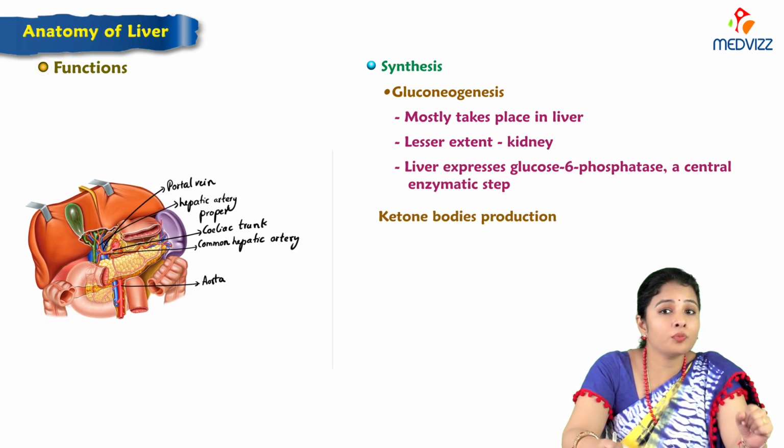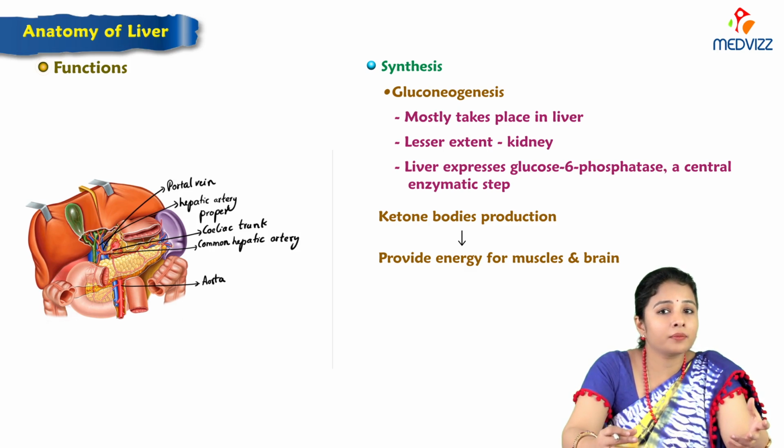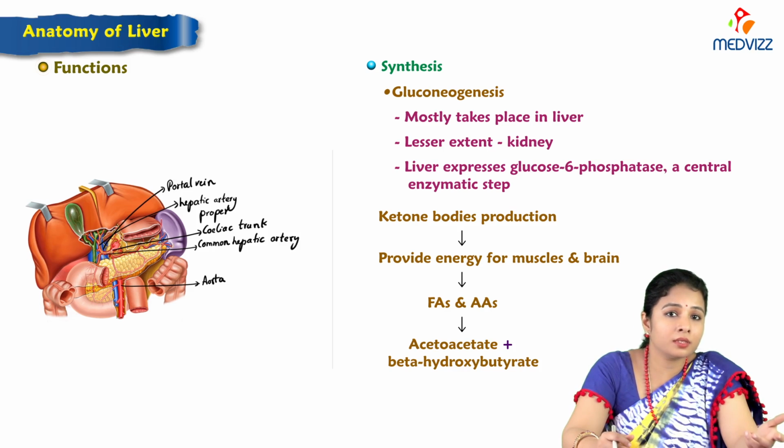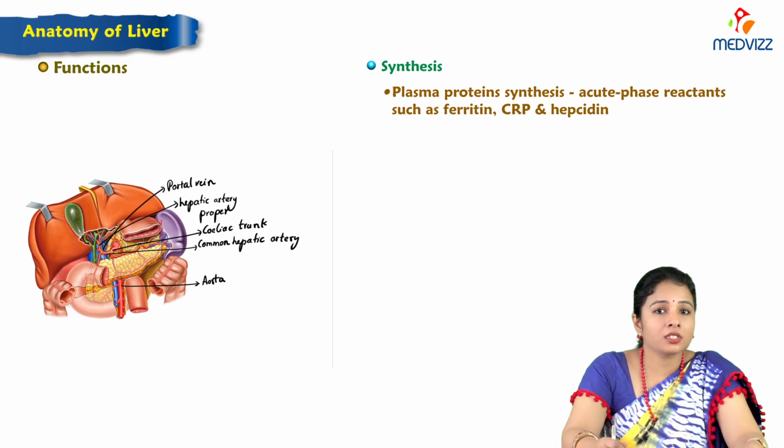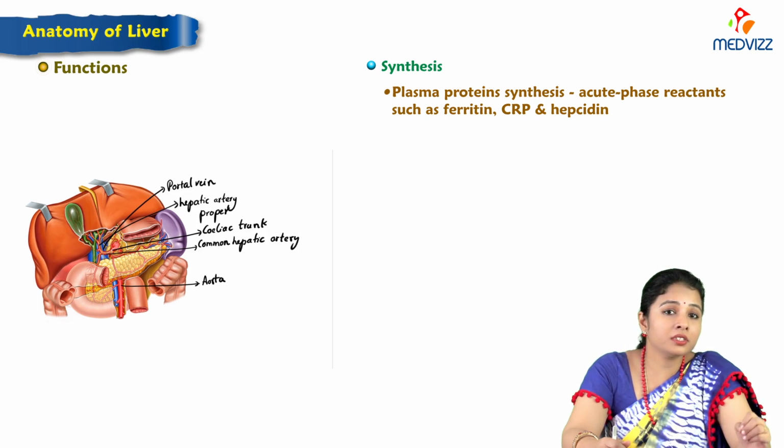Production of ketone bodies, so that provide energy to the muscles and brain. So fatty acids and amino acids are turned in the liver into acetoacetate plus beta hydroxybutyrate. Synthesis of plasma proteins. Acute phase reactants such as ferritin, CRP and hepcidin are produced in the liver. And liver also is important in cholesterol biosynthesis.